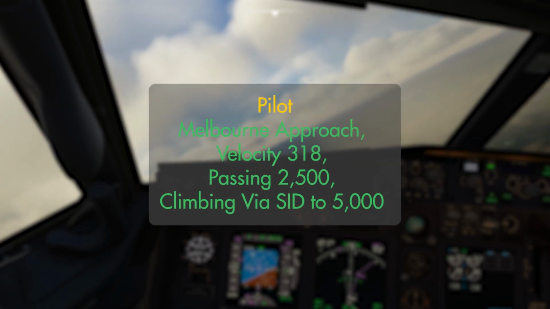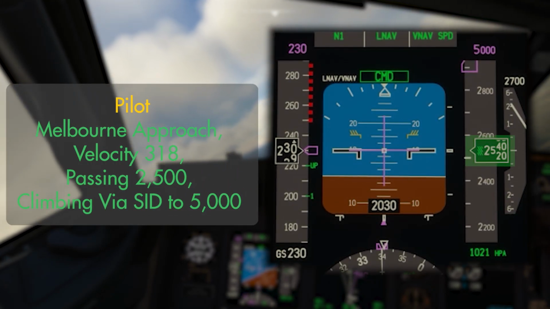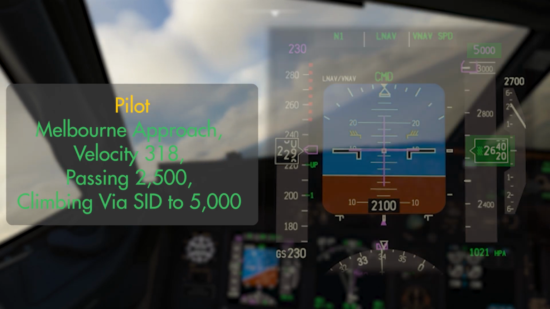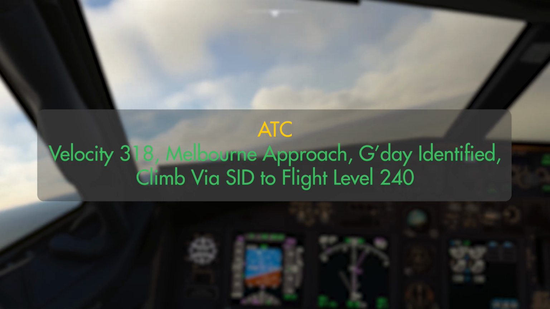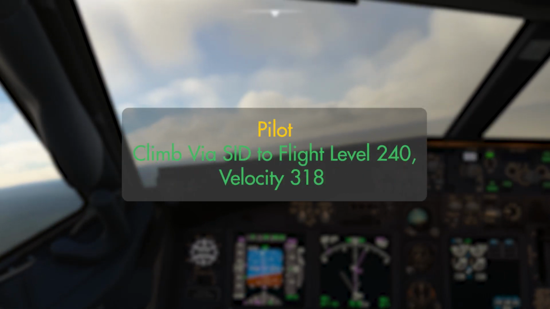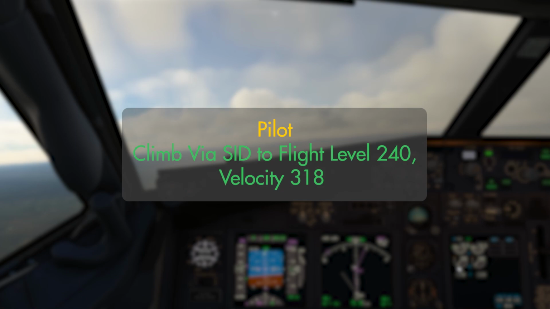Melbourne approach, g'day, Velocity 318 passing 2,500, climbing via SID to 5,000 feet. Velocity 318, Melbourne approach, g'day, identified, climb via SID to flight level 240. Climb via SID to flight level 240, Velocity 318.